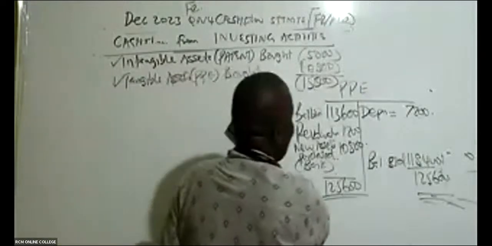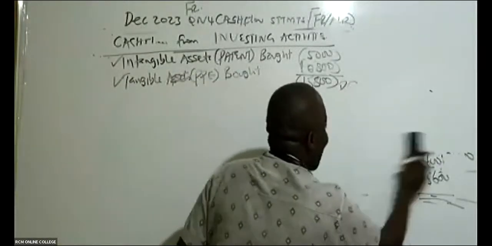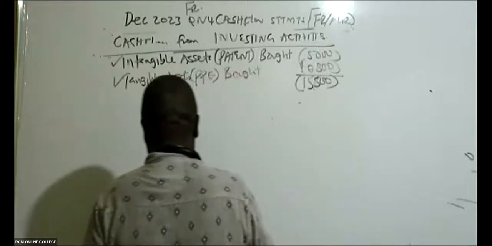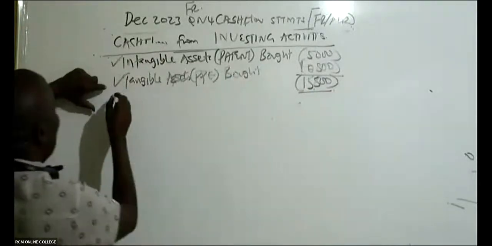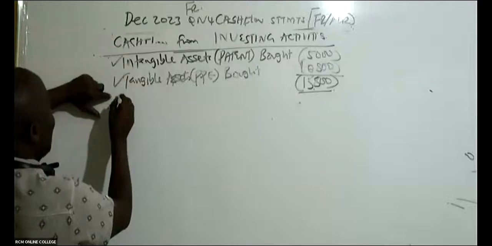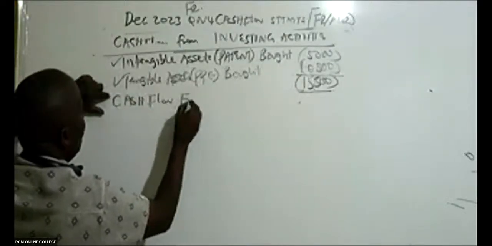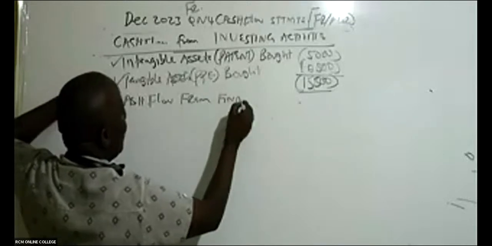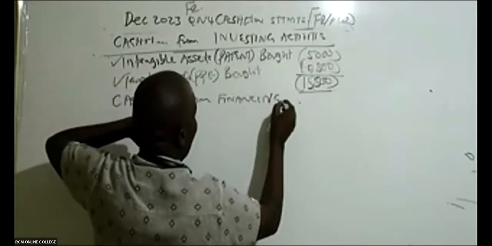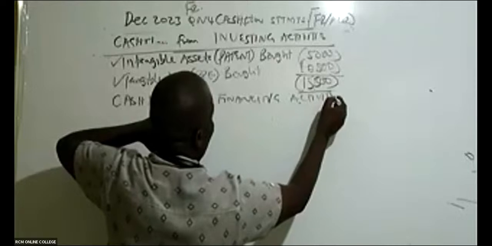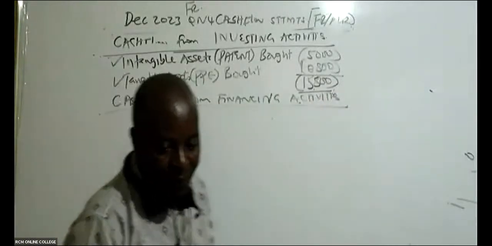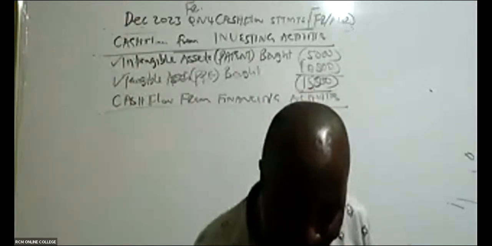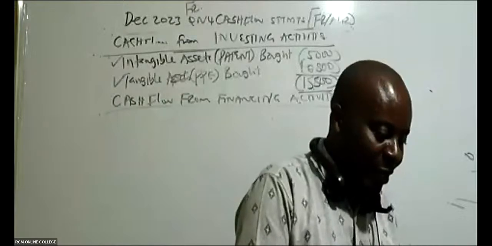And then, ladies and gentlemen, with your permission, I'm moving a bit fast because I can see now time is not on our side. With your permission, now I will be able to go to cash flow from financing activities. Up to here, are we together somehow?